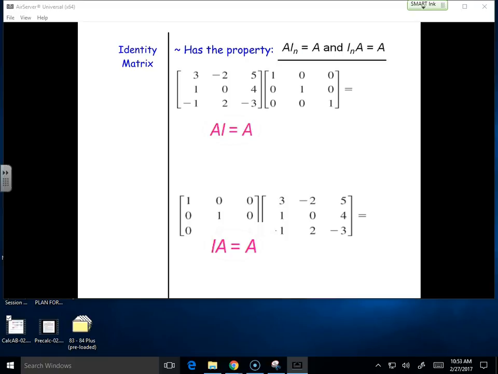Super special property of the identity matrix, although we kind of already talked about it. Identity. Additive identity for numbers is 0. Anything plus 0 is itself. Multiplicative identity for numbers is 1. Anything times 1 is itself. Multiplicative identity for matrices is the identity matrix. Any matrix times the identity is itself. The identity times any matrix is itself as well.